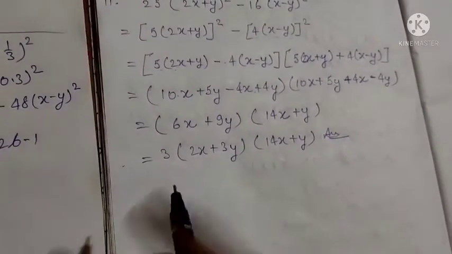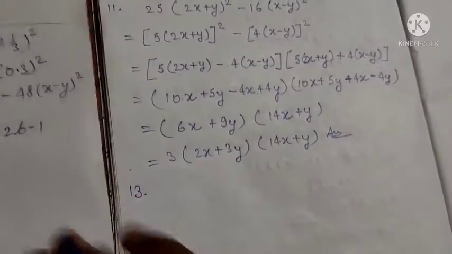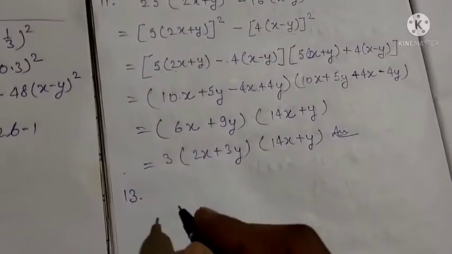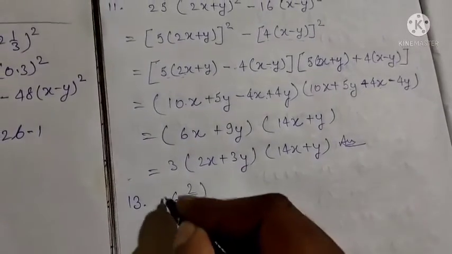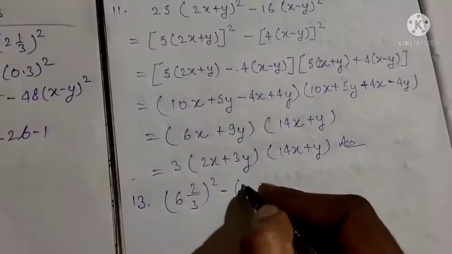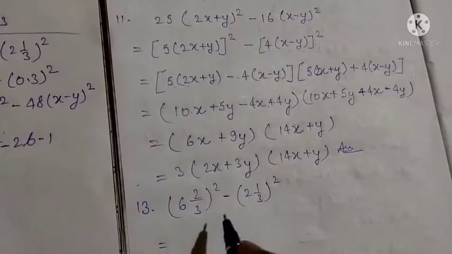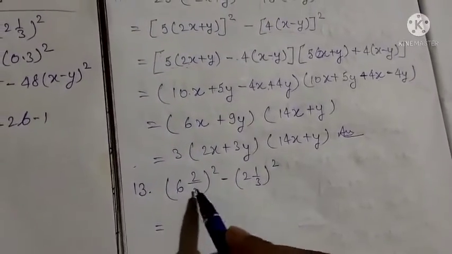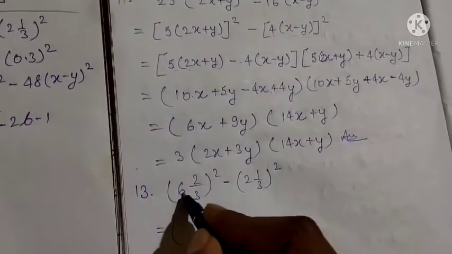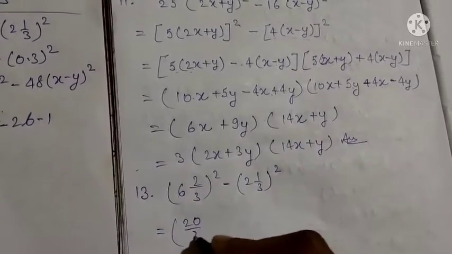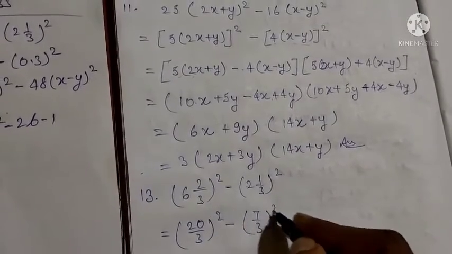Now question number 13. Question number 13 is 6 2 by 3 whole square minus 2 1 by 3 whole square. We have to convert this first into improper fractions. Then it will be 3 6s are 18, 18 plus 2 is 20 by 3 whole square, minus 3 2s are 6, plus 1 is 7 by 3 whole square.